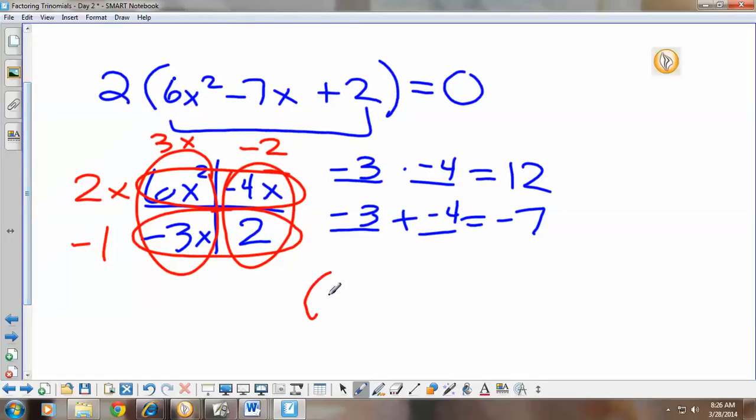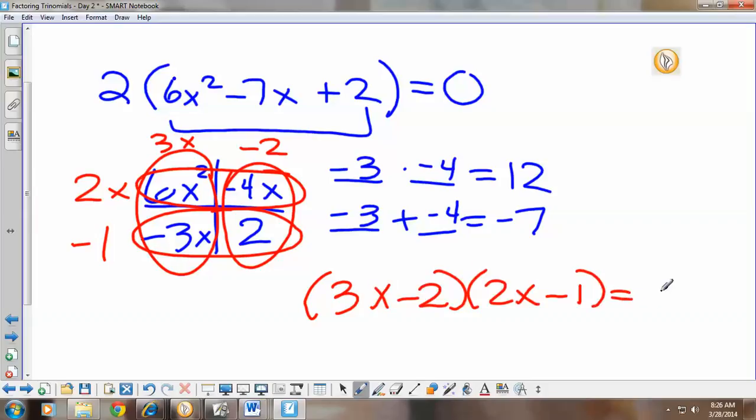So we have our factors as 3x minus 2 and 2x minus 1 equals 0. Are we finished? Have we factored? No. And solved? We haven't solved. So what are we going to do with each of these factors? What should we put? Oh, I did forget the 2. I apologize. We did factor the 2 at the beginning. We need to bring that 2 down.